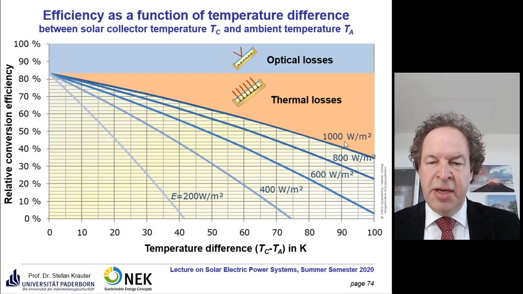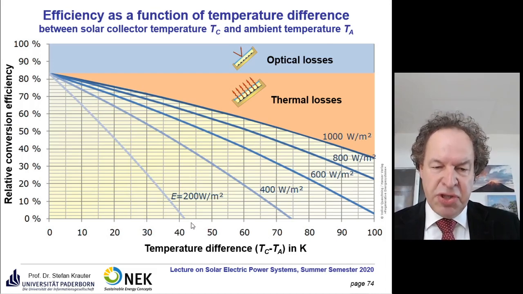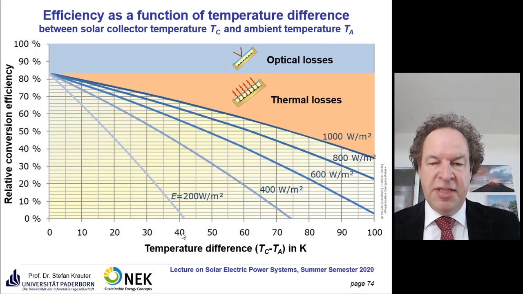Here you see, for an irradiance value of 1000 watt per square meter, this curve, so you achieve temperature differences of about 100 degrees Kelvin and still have acceptable conversion efficiency. If the irradiance goes down, for example in winter, even with very low conversion efficiency, you hardly arrive at 40 degrees of temperature difference.